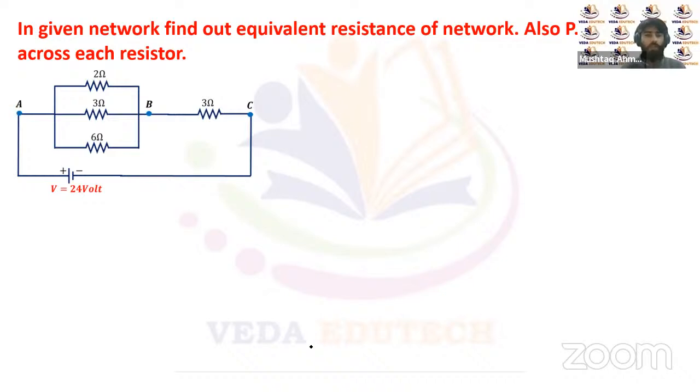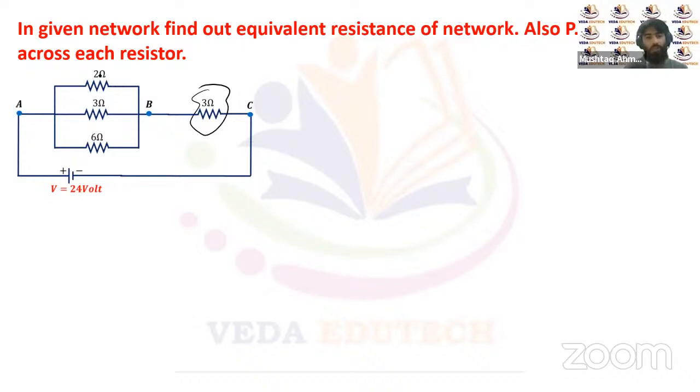You can see in this circuit, we have to find the equivalent resistance of the network and also the potential difference across each of the resistors, right? We can see here we have four resistors, 2 ohm, 3 ohm, 6 ohm, and we have this 3 ohm here.